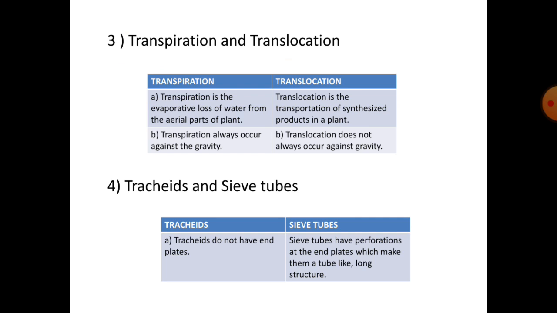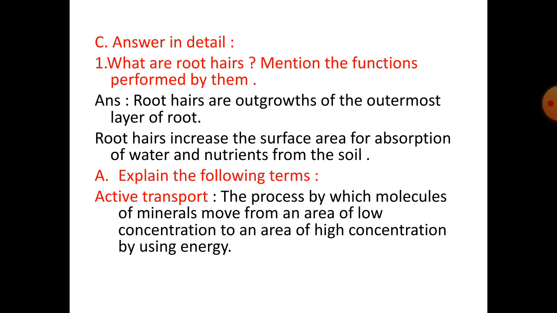Number 4. Tracheids and sieve tubes. Tracheids do not have end plates. Sieve tubes have perforations at the end plates which make them a tube-like long structure.